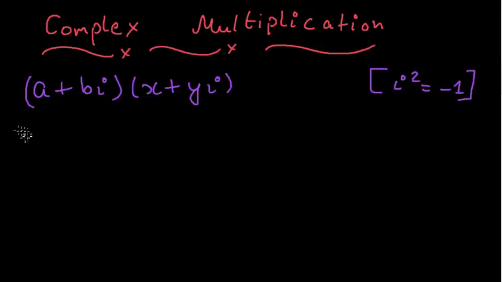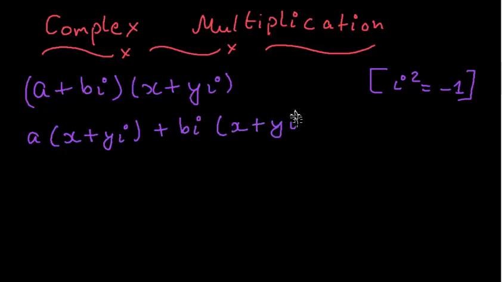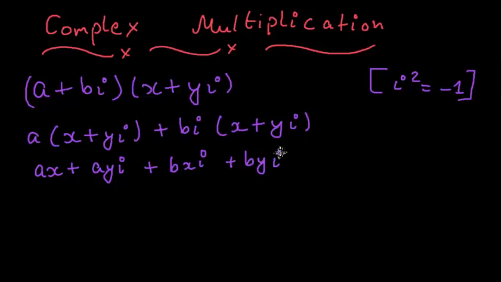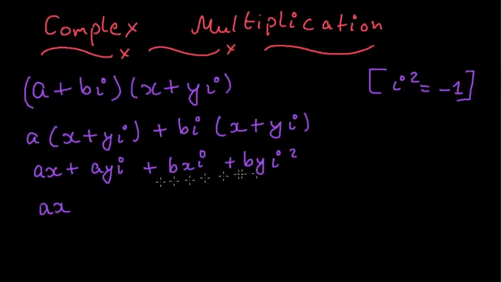Let's work it out. All you have to do is use your basic algebra skills. That would be a times (x + yi) and bi times (x + yi). As simple as this. And that would be a times x, and a times yi, and bx times i, and by times i squared. All you have to do is remember that i squared is -1, so that would be ax, I will take this out in the front and take note that this is -1.